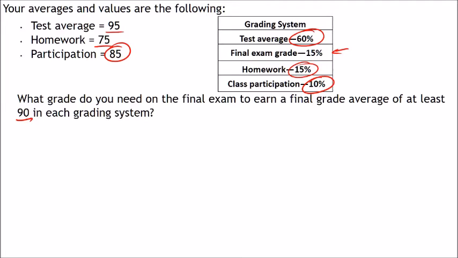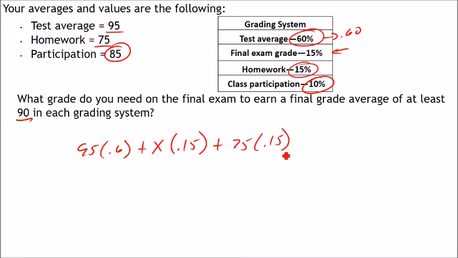So for example, we have a test average of 95 and its weight of 0.60, or 0.6. Plus, the final exam is the one that comes next, but I don't know what it is, so I'm going to call it an X, but I am going to put its weight in there, 0.15. Plus, the homework is a 75, and its weight is 0.15. And finally, the class participation is an 85, and its weight is 0.10, or 0.1.